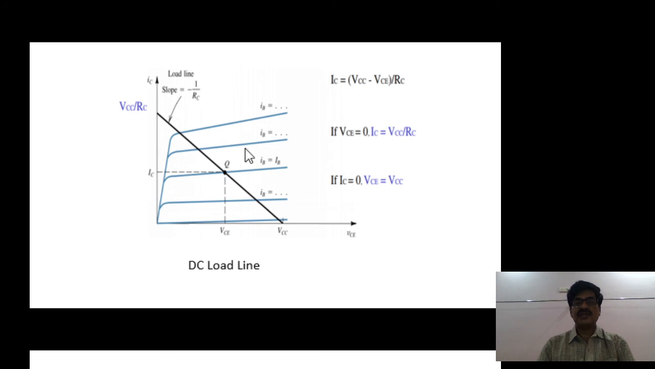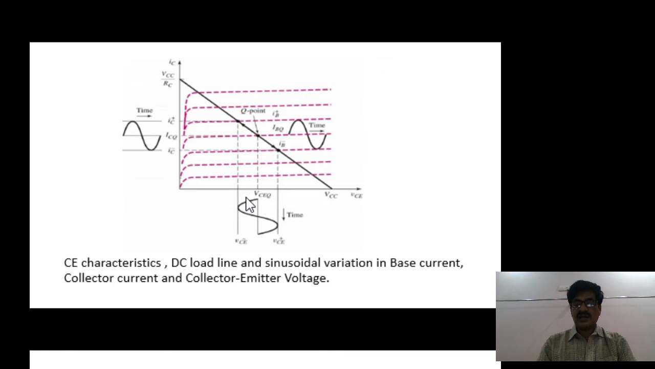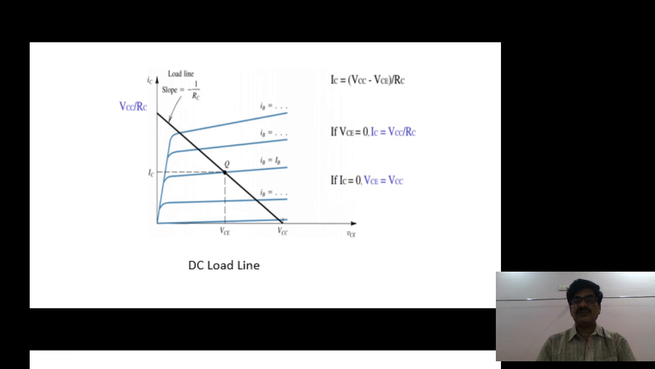These are the output characteristics of CE. On the x-axis we have VCE notation, on the y-axis IC, collector current. Okay, so this is a line on the characteristics with the slope minus 1 by RC. Previously we have seen with the slope minus 1 by RC.